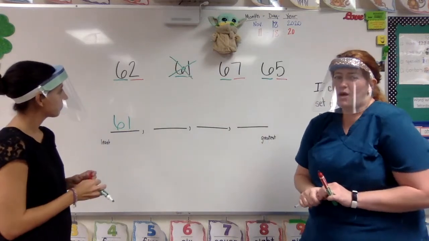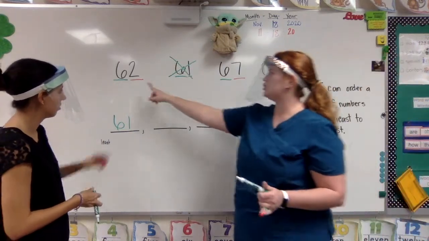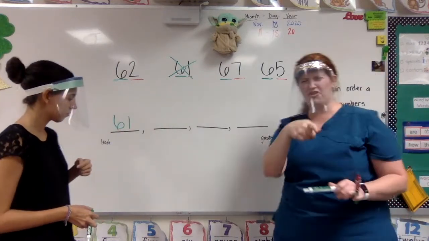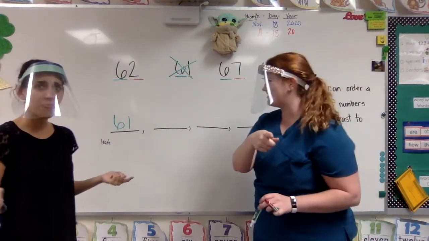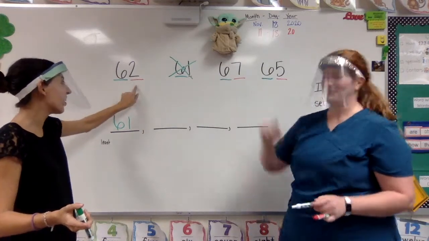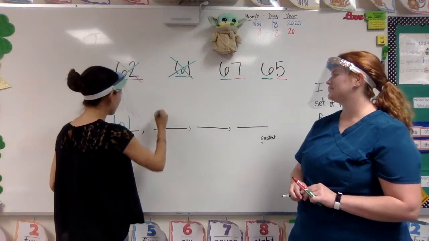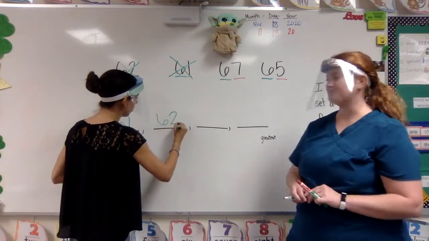Okay, well now let's look at what would come next. We have a 2 in the ones, a 7, or a 5. What do you think? Oh, did you hear it? I think they know. Yeah. 2 is the least number. That's right. Good job. All right, so I'm going to put 62 next.